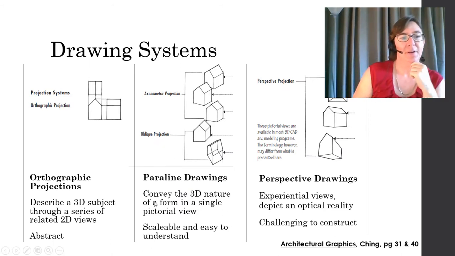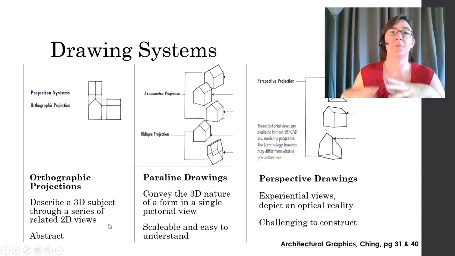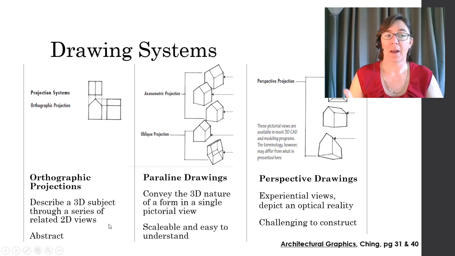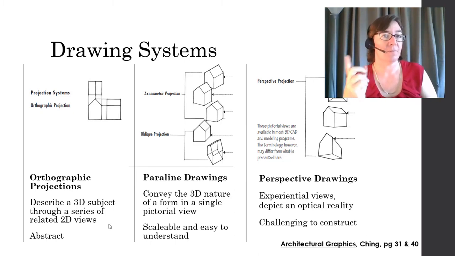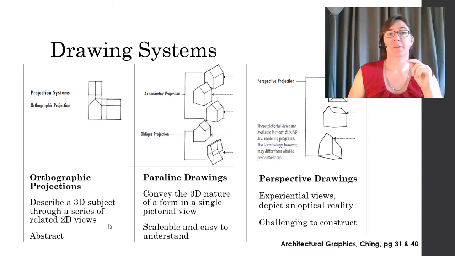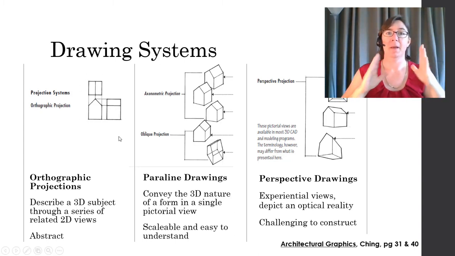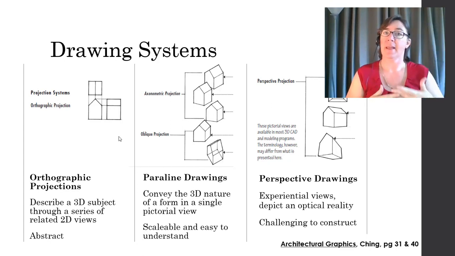Starting from the left here, orthographic projections, we learned last week, describe a three-dimensional subject or an object through a series of related two-dimensional views. And remember that no one view could fully describe the object. And so they looked kind of like this with the multi-view layout.